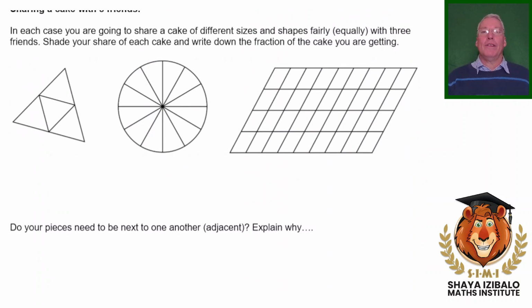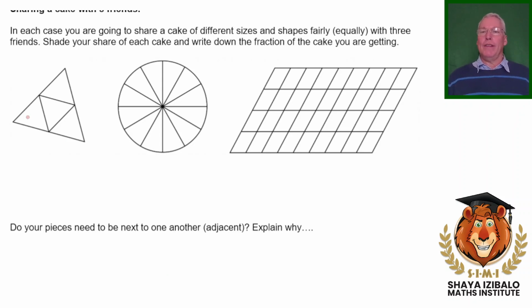And now we've got a cake which we're going to share with 3 friends. So four of you all together. What we want you to do is just work out how many pieces, if these are different cakes and you're sharing them with 3 friends, how many pieces you'll get in each of the cakes. So we'll just do the first one for you here.